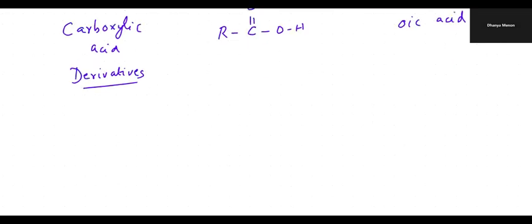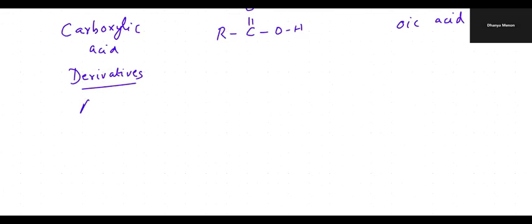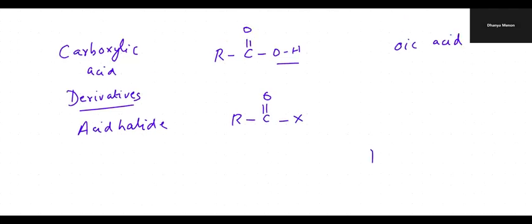So one derivative is acid halide. What is this acid halide? It is given by RCOX. That means this OH is replaced by a halide. And before that, just for your information, this X is any halogen. It can be chlorine, bromine, iodine, fluorine, etc.